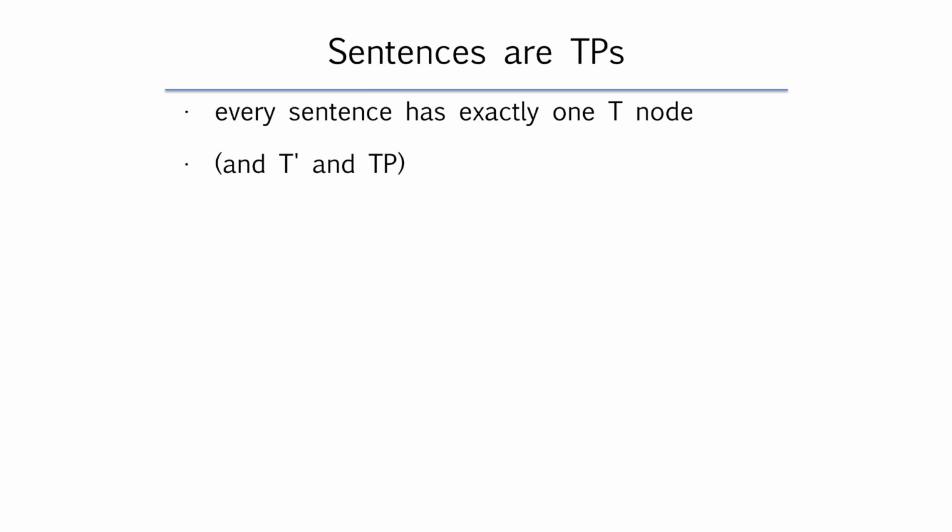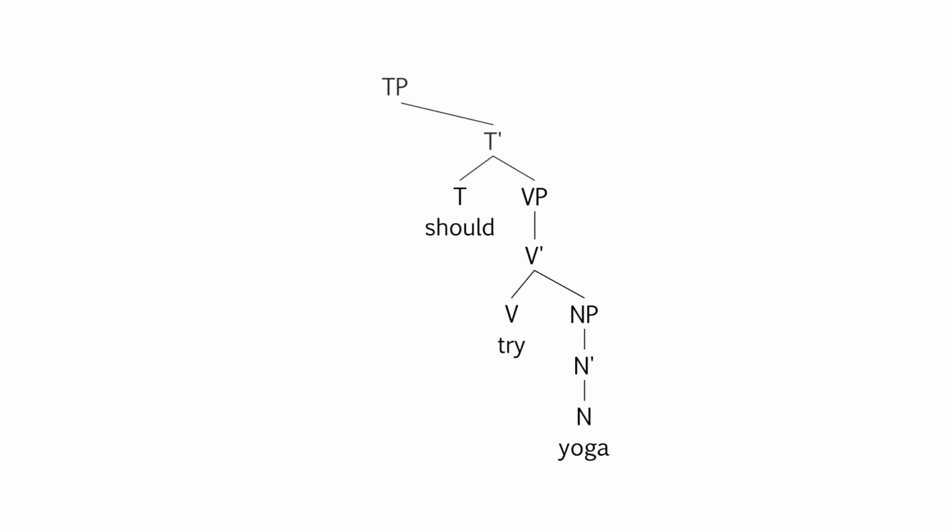Let's see how this works in a fairly simple sentence. Alex should try yoga. We already know how to depict verb phrases. The verb try is a transitive verb, and the NP yoga is its complement. The modal auxiliary should occupies the T head position. A T head always takes a VP as its complement. So every sentence that we see from here on will have a T head with a VP complement. Whenever there's a head, there's also a bar level and a phrase level.